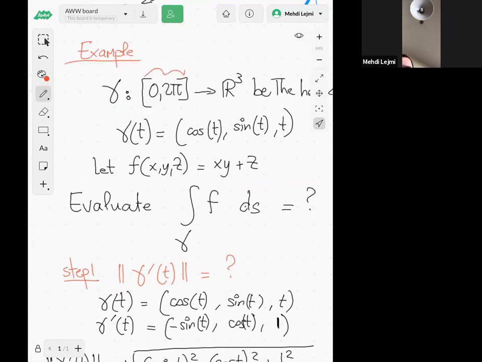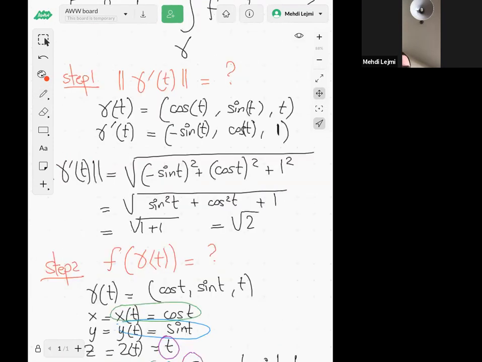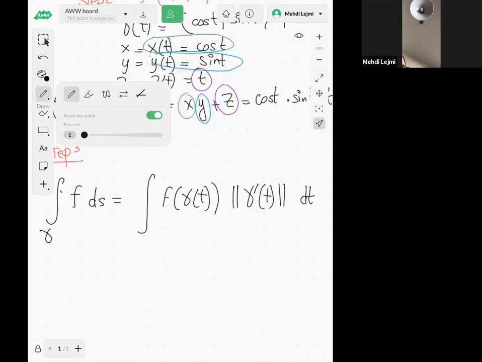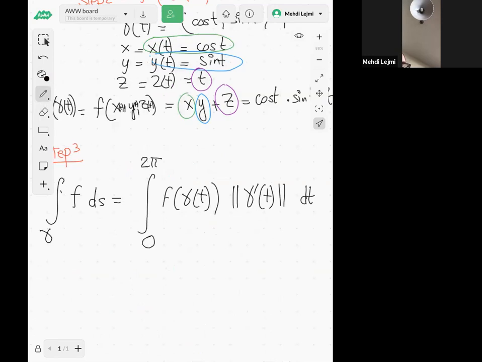So t belongs to the interval 0 to pi. So here we're going to have 0 to pi because t is in the interval 0 to pi. Okay. Now, we know the length of gamma prime of t. This is from step 1. We know the expression of f in terms of t along the curve gamma. This is from step number 2.